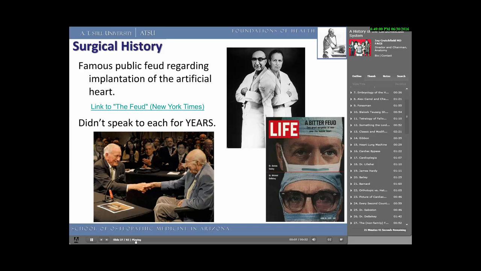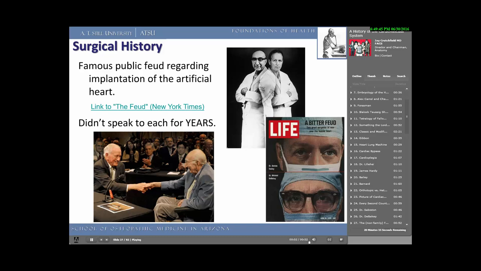Initially, Dr. Cooley, who worked at the Texas Heart Institute, initially worked at Baylor University along with Dr. DeBakey. But Dr. Cooley left and took Dr. Akutsu's heart with him, where they used it at the Texas Heart Institute to insert it into a patient and to save the patient's life. These gentlemen didn't speak for years, and this feud was well known among all surgeons across America, enough to make Life magazine. Later on, when Dr. Cooley was 87 years old and Dr. DeBakey was in his late 90s, did they finally shake hands in front of a group of surgeons and make amends.